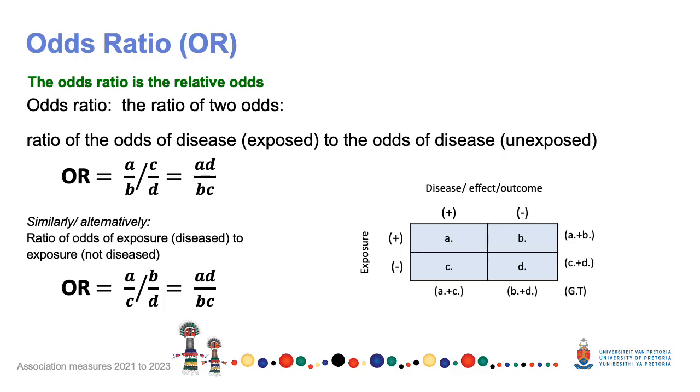Alternatively, you could also argue that we look at the odds of exposure amongst the diseased divided by the odds of exposure amongst the non-diseased. So it'll be A over C divided by B over D. And from algebra, we find that that gives us exactly the same estimate for the odds ratio. So it doesn't matter which way around you do it. Both arguments are logical and both will give you the same result. The odds ratio is A times D divided by B times C.